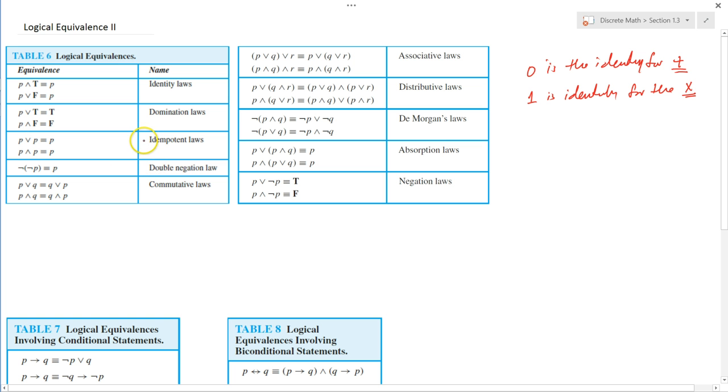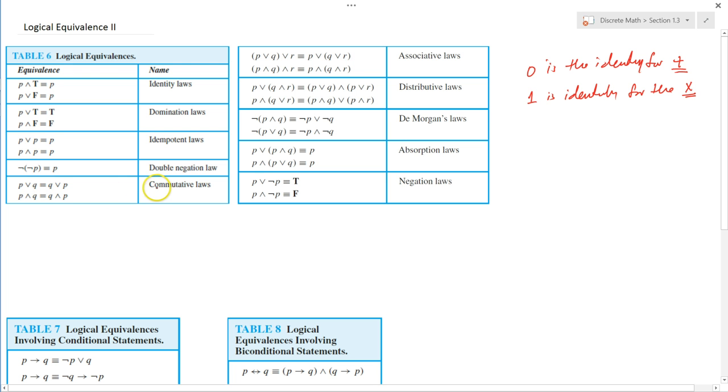Now let's go forward. So the next two laws are called the idempotent laws. So P or P is equivalent to P, and P and P is equivalent to P. The next law is called the double negation law. So the negation of the negation of P is equivalent to P, and the double negation law is similar to the negative value or multiplication with -1 in regular algebra. You know that the negative of any negative number is that same number, so negative of -5 is 5. So this is the same thing.